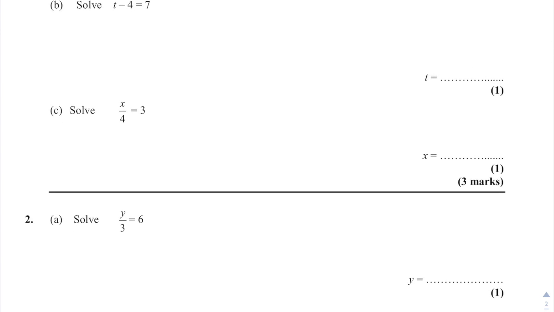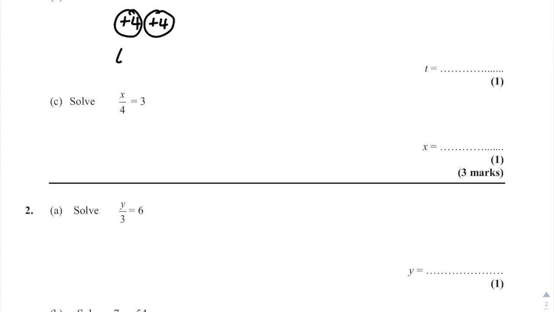So what we're going to do is add 4 to both sides to get t on its own. And what you do to one side, you must do to the other. That's why we're plussing 4 on both sides. So then we've got t equals 7 add 4, which is 11.